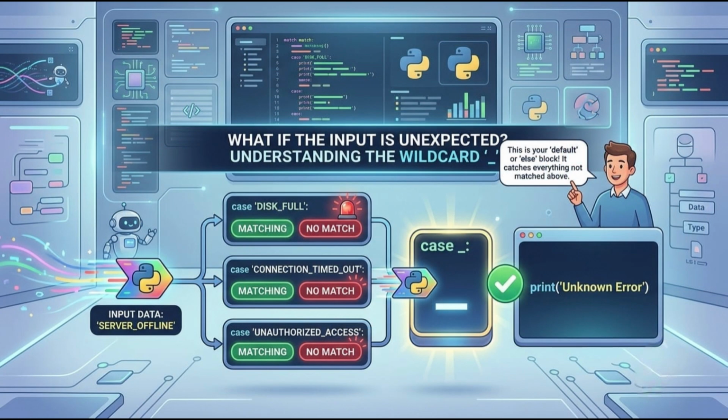What if the input is something we didn't expect? We use the wildcard, which is the underscore symbol. case _: print unknown error. This acts as your default or else block. It catches everything that didn't match the specific cases above it.